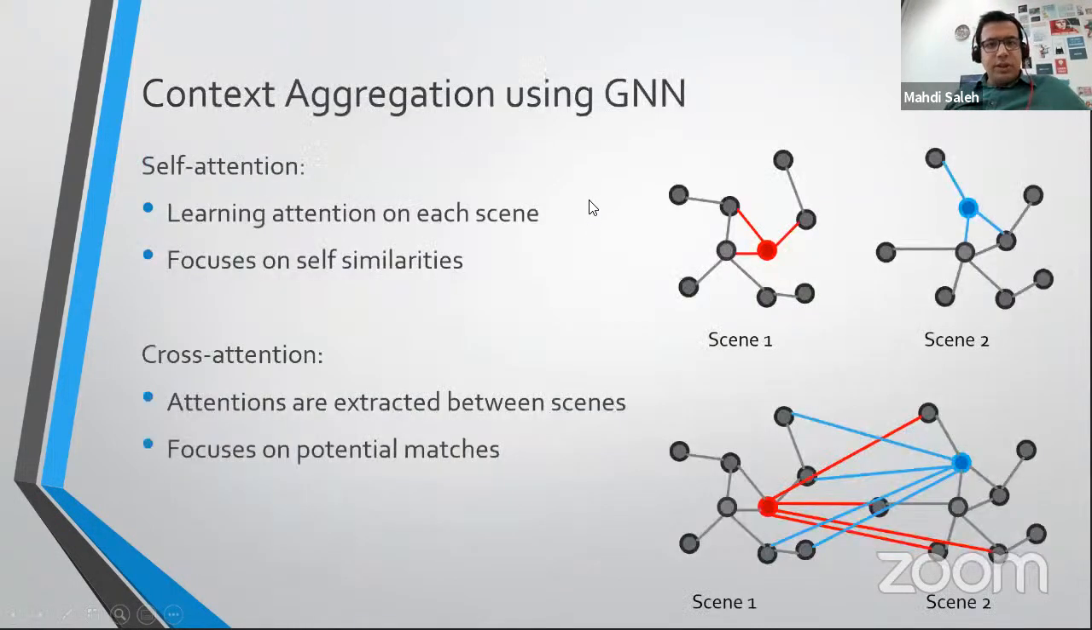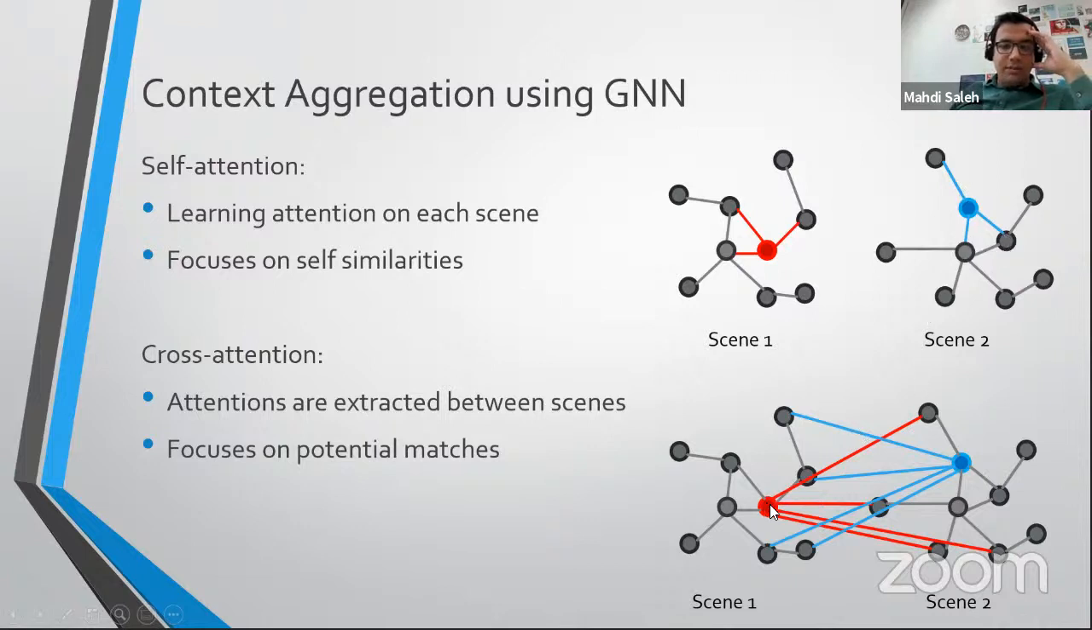What is context aggregation using GNN? Basically, you assume this is your scene and these are the sample points, which can come into a graph for each scene. In the first level, we do a self-attention, which means that the point features would do a GNN pass, and on each side, for example, the self-attention means that on scene 1, the features would be traversing the graph with its nearby points on each scene.